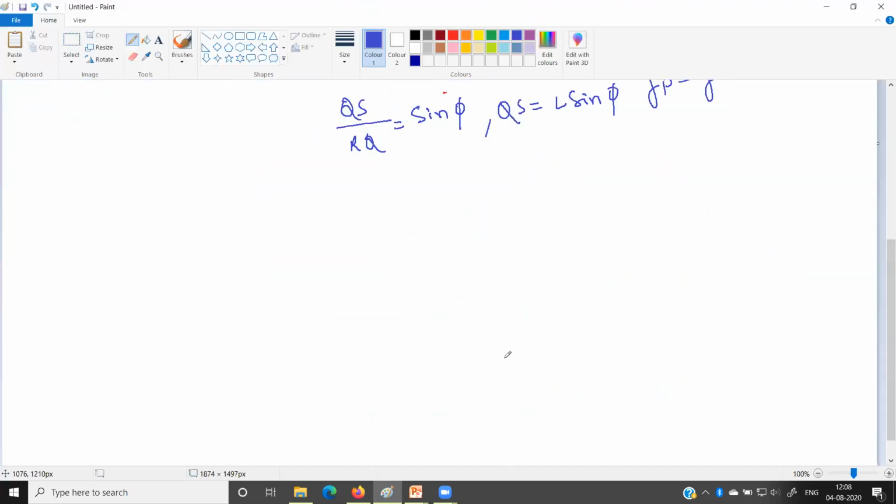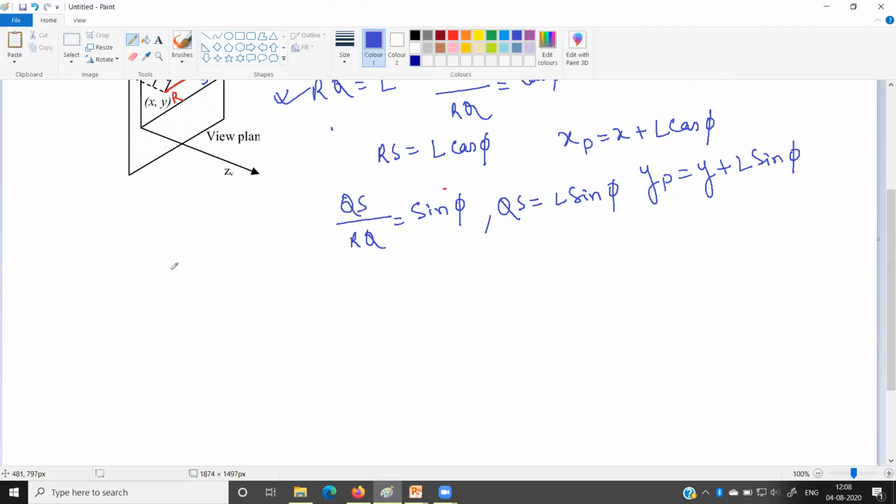Okay. So now if I write it in terms of the equations, we will write it like, XP is equal to X plus L cos phi, YP equals Y plus L sin phi. Okay.